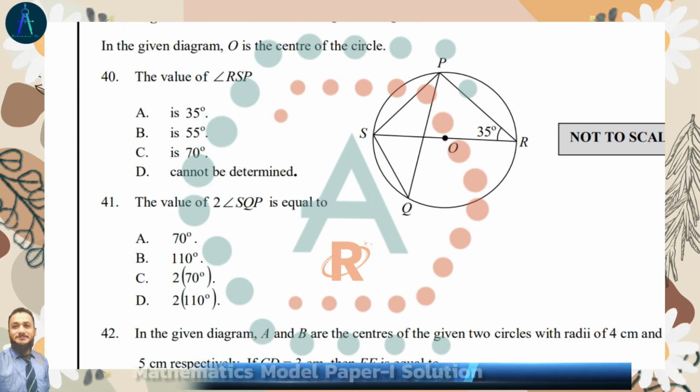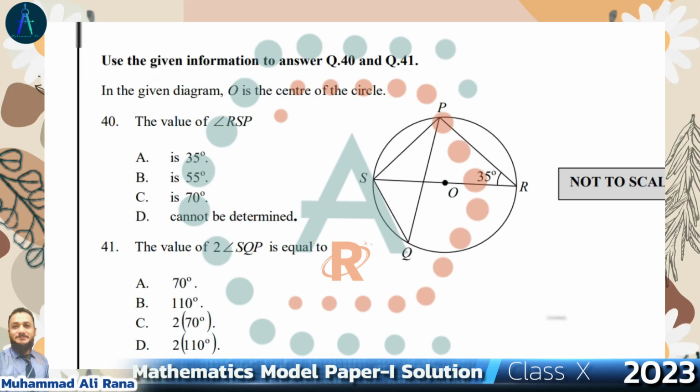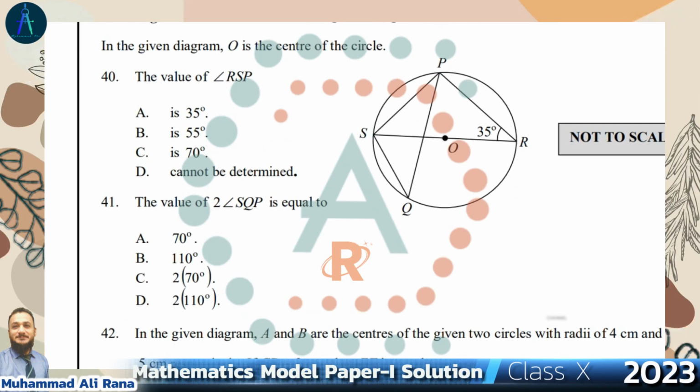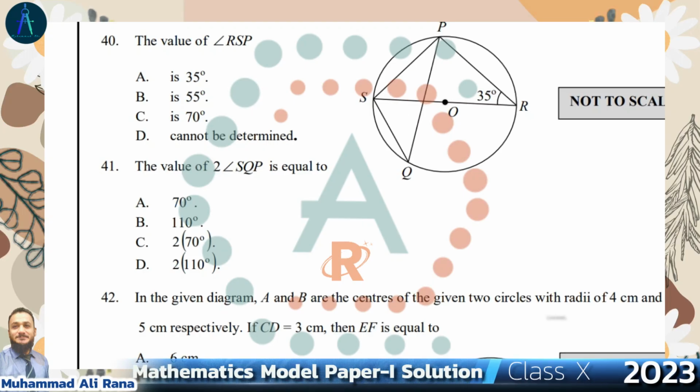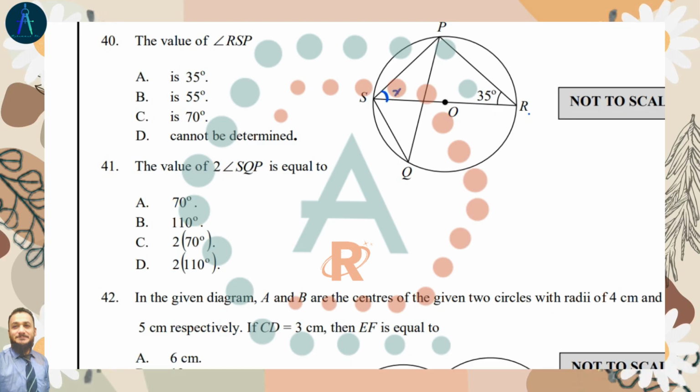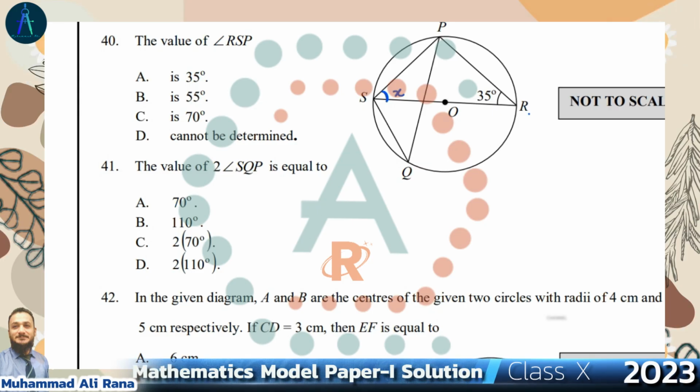Then we have a diagram in which we have to solve questions 40 and 41. First of all, we have to find the value of RSP from this diagram. Let's see what RSP is. RSP is this angle. As we can see, SR is the diameter and the angle opposite to a diameter is always equal to 90 degrees.